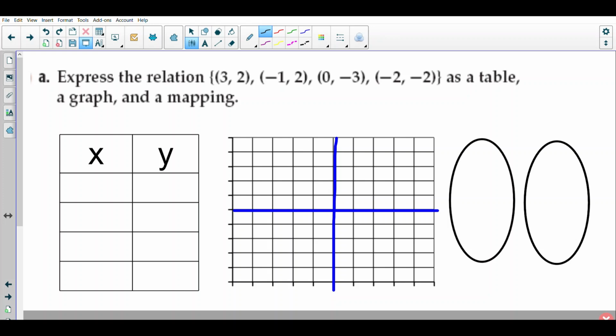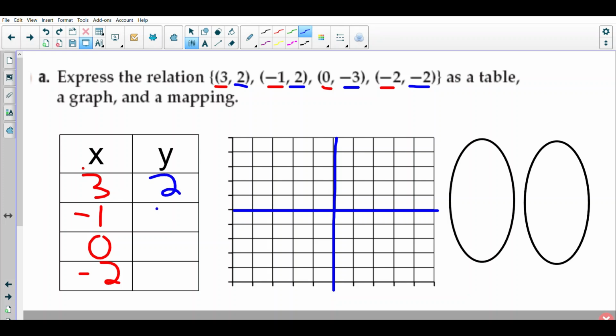So express each relation from the ordered pairs 3, 2, -1, 2, 0, -3, -2, -2 as a table, a graph, and a mapping. Luckily, I've already got them planned out, so all we have to do is fill in the spots. So for our x's, it's always the first numbers. So we have all of these right here. So we have 3, -1, 0, and -2.